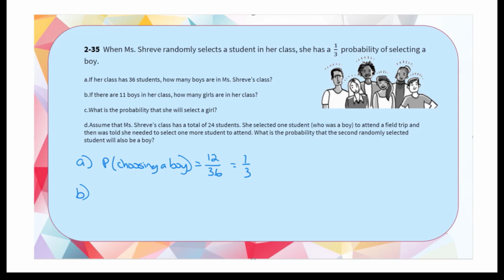In part B, if there are 11 boys in her class, how many girls are in her class? Well, if 11 boys is 1/3, then that would mean 2/3 would have to be girls. Well, 2 times 11 is 22, so it would be 22 girls in her class.